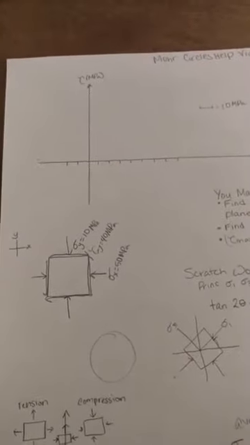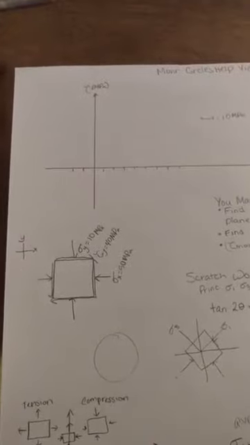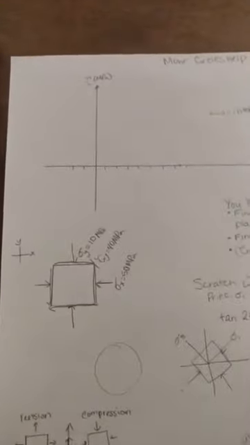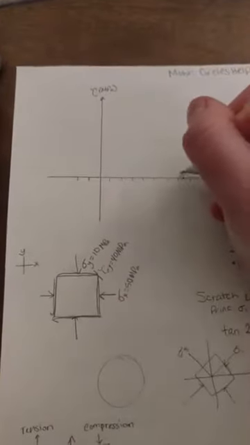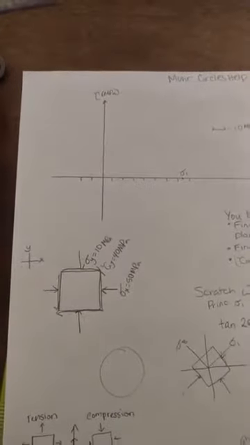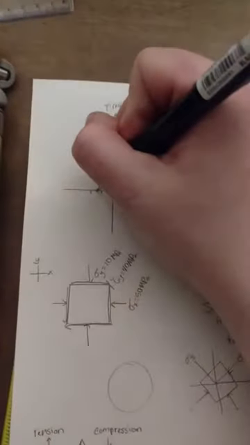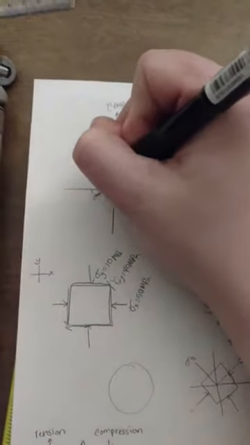Okay, so we know that our sigma 1 was 74.72. So I'll come out here and say it's going to plot about right there. And I'll label that sigma 1. And I know that sigma 3 was negative 14.72. That's going to plot about right here. And I'll label that sigma 3.